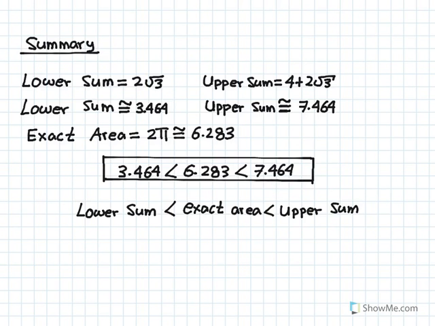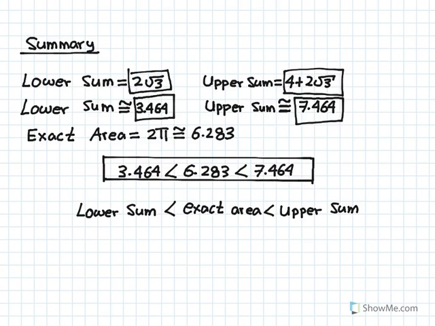All right, let's look at a summary. So we computed the lower sum to be 2 root 3. We computed the upper sum to be 4 plus 2 root 3. Let's decimalize these numbers. So 2 root 3, if you decimalize it, is approximately 3.464. The upper sum is approximately 7.464. We also have the exact area, which is 2 pi, and the decimal approximation is 6.283. So you can see how the exact area is less than the upper estimate and larger than the lower estimate.